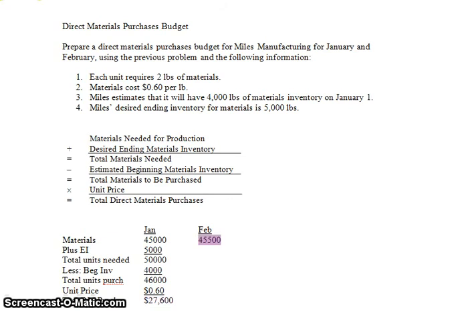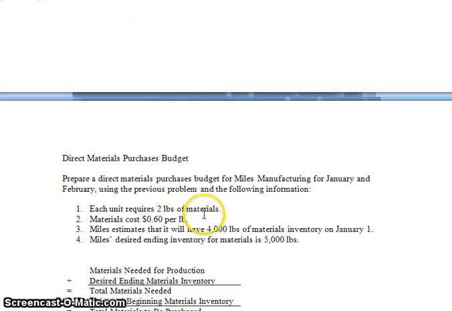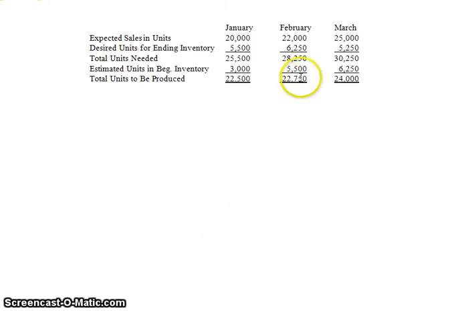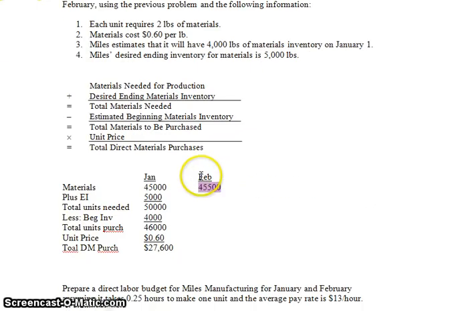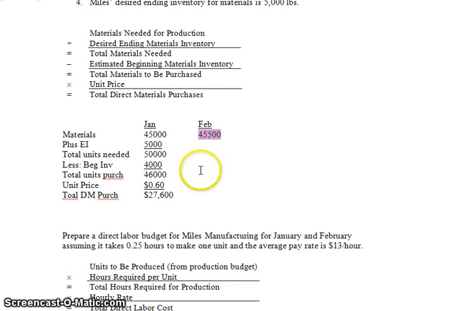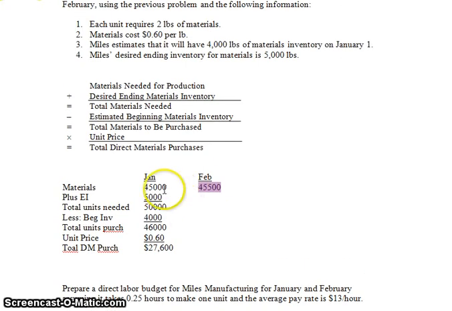Okay, so looking at February here. Well, in February, the amount of materials we need is 45,500, which is the 22,750 times 2 pounds. And ending inventory, at any time I want to have 5,000 pounds of materials, that's given to us right here. And so the amount of pounds I need is 50,500.